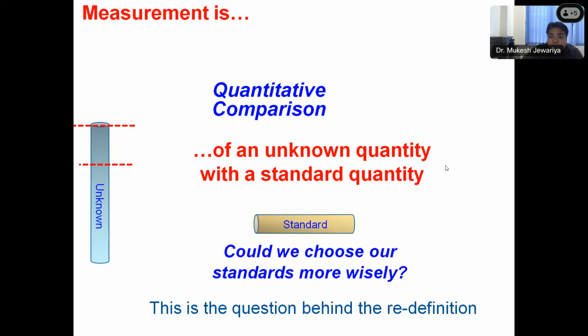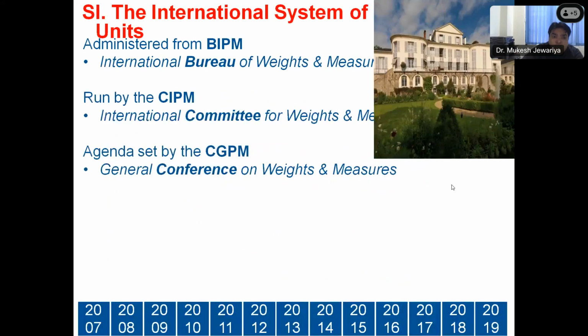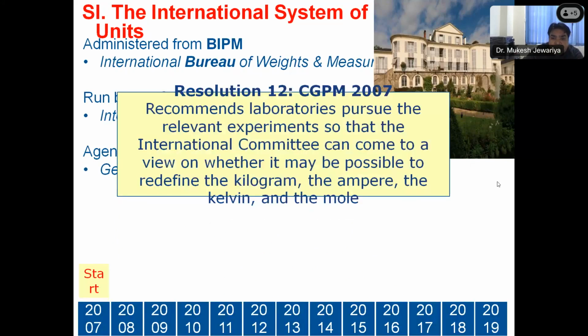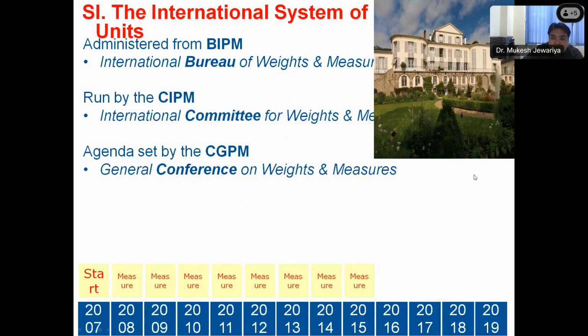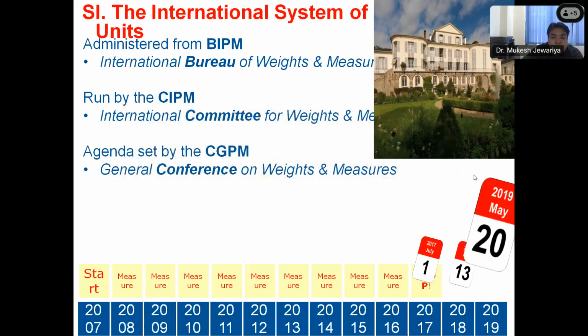So, standard: can we choose our standard more wisely? Yes, we have to choose our standard more wisely so that there is no ambiguity. For SI units, the system is defined by the BIPM, which is administered by a committee known as the CIPM. The CIPM is the International Committee for Weights and Measures, and the BIPM is the Bureau of Weights and Measures. These are French terms, and in May 2019 there was a resolution. I will not go into the detail, but on 20 May 2019, the CIPM recommended the definition of the seven base SI units and their methods of realization.